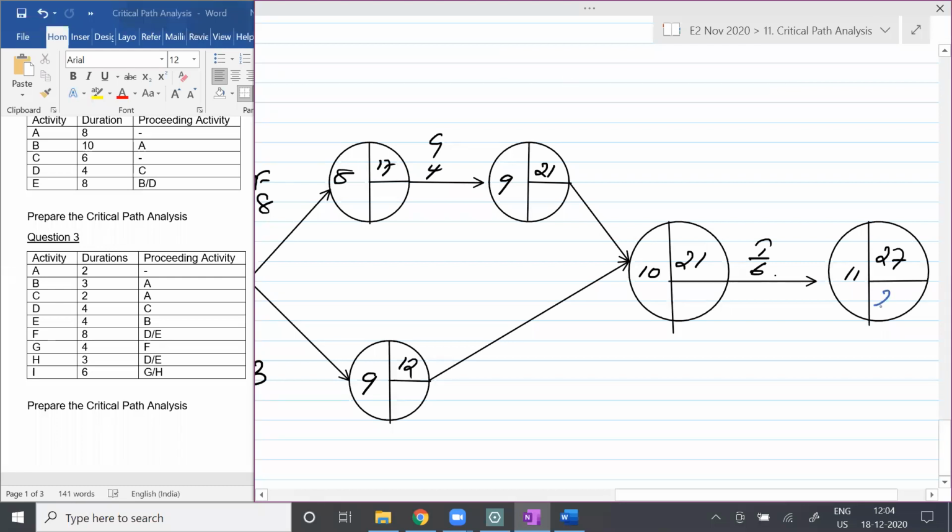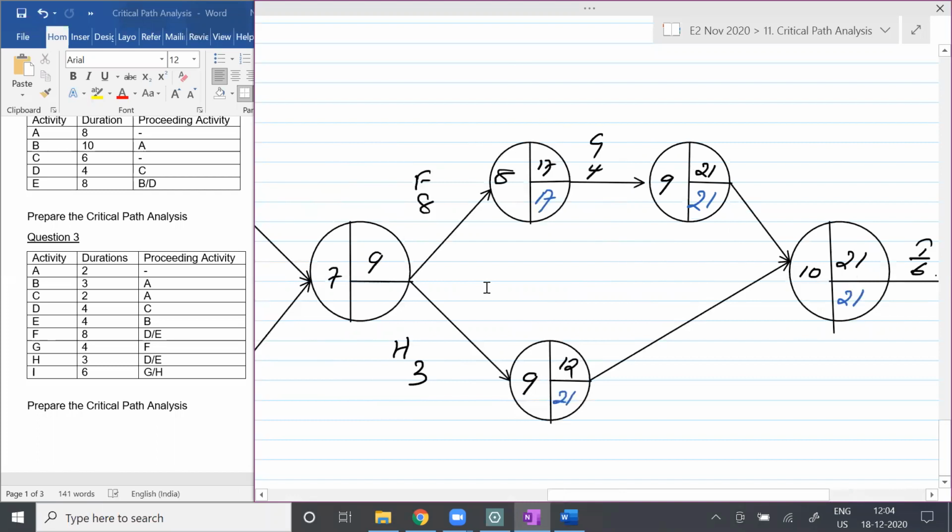So students, 27 minus 6 again will give you how much? 21. So I'll put 21, nothing to subtract. That's clear, no? 21 minus 4 is how much, students? 17. That is very clear. And students, 17 minus 8 is how much? 9, right? 17 minus 8 is 9.